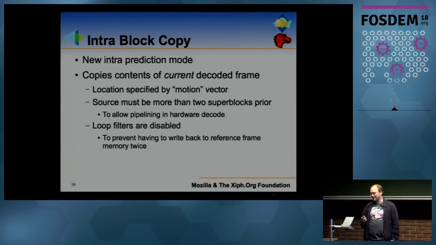So the problem there is that you wanted to be able to do the copying before you ran the loop filter for the current frame, because you hadn't finished decoding the current frame yet, so you couldn't run the loop filter on all of it. But if you then went back and ran the loop filter, it meant that hardware had to write this stuff out to memory twice, once before you loop filtered it so you could copy it back, and then once after you loop filtered it so you could use it as prediction for the next frame. So instead, we just always turn the loop filter off. That makes this a special purpose tool that won't be easily usable in all situations, but in the situations when it is usable, it can provide some very interesting gains.